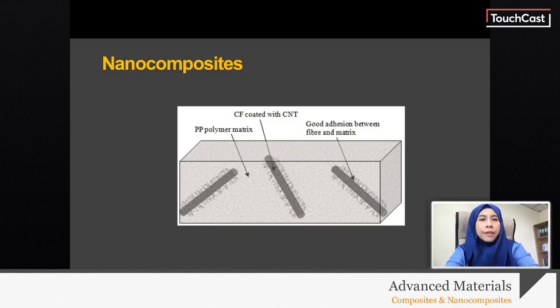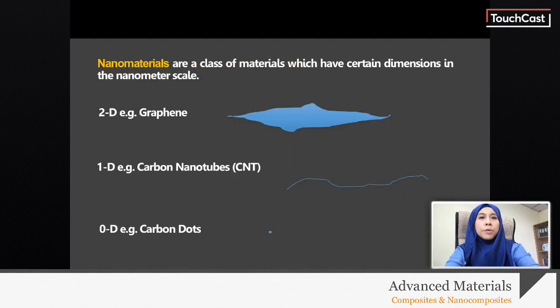Before that, let's define nanomaterials and fiber-reinforced polymer matrix composite. Nanomaterials are a class of materials which have certain morphological dimensions in the nanoscale. They are very, very small, and they can be classified as two-dimensional structures, for example graphene, one-dimensional structures like carbon nanotubes, and even zero-dimensional structures such as carbon dots.